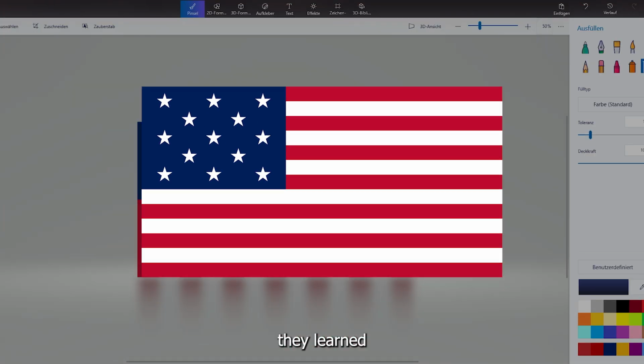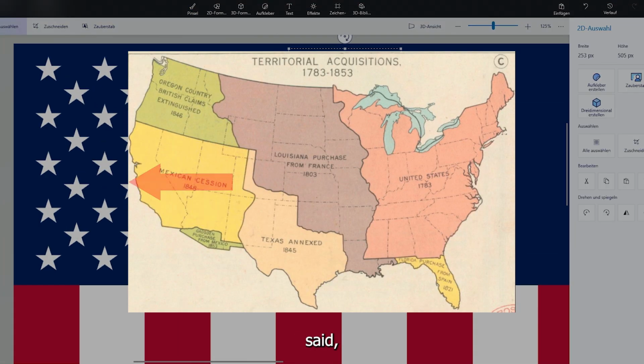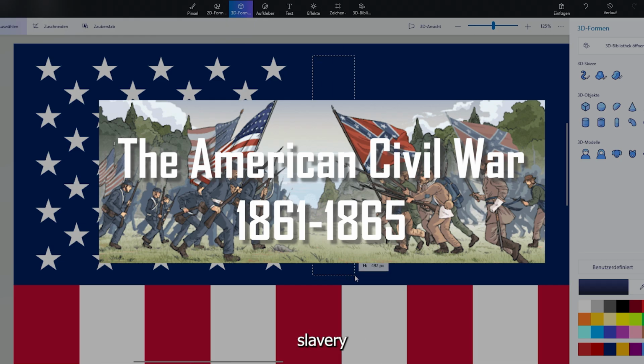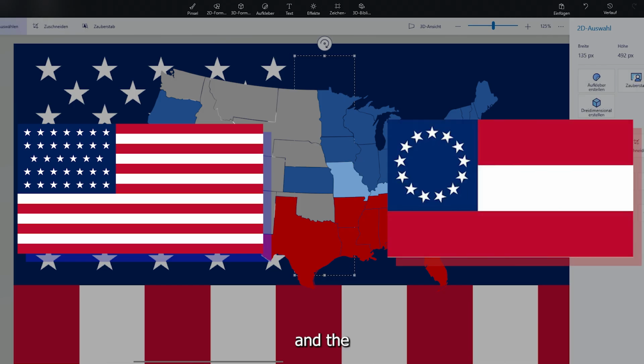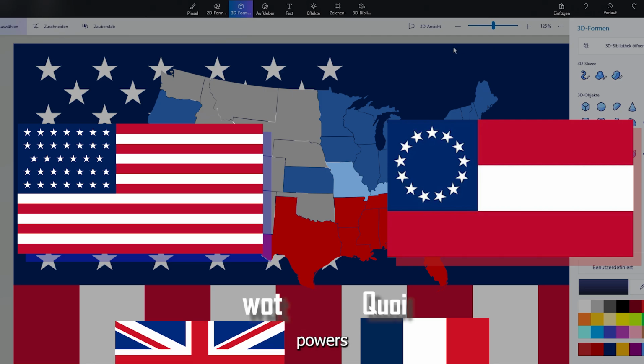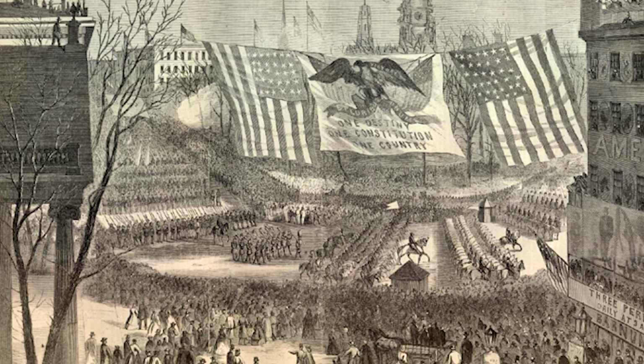A few years later, they learned from their father to take stuff that isn't theirs and looked left and said, manifest destiny. While that was going on, they had a war with themselves about slavery between the Union and the Confederation. Long story short, after some defeats, struggles, and fear that the European powers might join on Lincoln's side for the Union, after a decisive battle in Gettysburg, Pennsylvania, they eventually won the war.